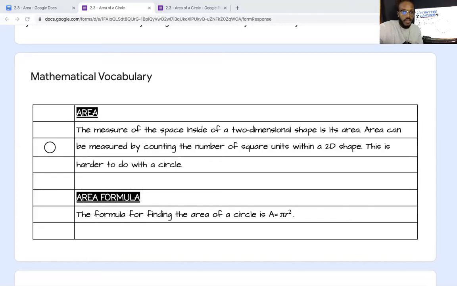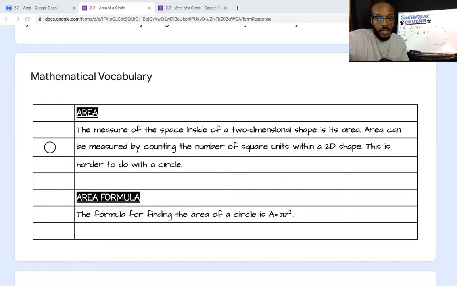All right, so here we have our mathematical vocabulary. Just a quick review. Area is the measure of the space inside a two-dimensional shape. Area can be measured by counting the number of square units within a 2D shape. This is harder to do with the circle, which is why it has its own formula. The formula that we have is A equals pi times radius squared.